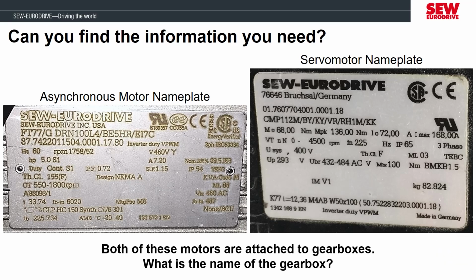I haven't shown you what the gearbox model types are, so if you aren't sure where it's at on the nameplate, that's okay. The standard motor has a FT77/G gearbox, and the servomotor will be installed on a K77 gearbox. The reason the K77 is at the bottom of the nameplate instead of being with the CMP model type is because this servo probably wasn't shipped with the gearbox attached. This is common when ordering replacement motors or if the gearbox and motor are built in different assembly locations to complete the order.